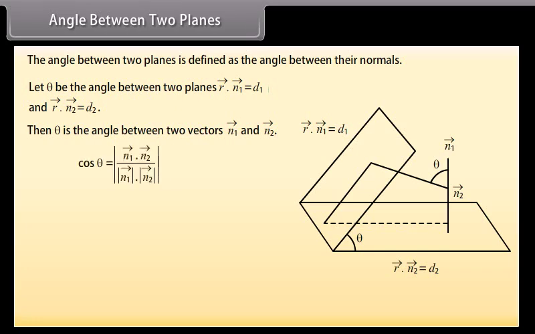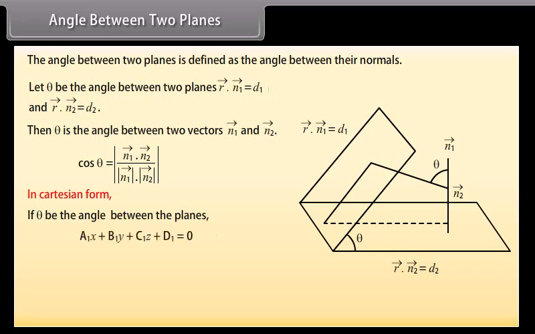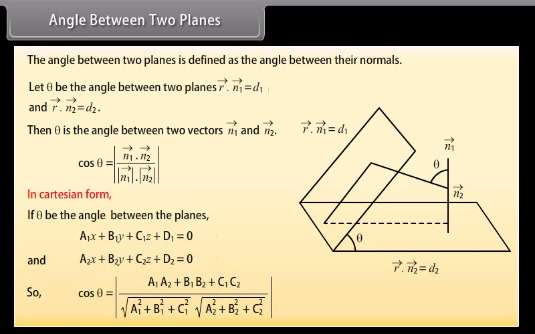Cos theta equals modulus of dot product of vector n1 and vector n2 divided by modulus of vector n1 into modulus of vector n2. In Cartesian form, if theta be the angle between two planes, a1x plus b1y plus c1z plus d1 equals 0, and a2x plus b2y plus c2z plus d2 equals 0, so cos theta equals modulus of a1a2 plus b1b2 plus c1c2 divided by square root of a1 square plus b1 square plus c1 square into square root of a2 square plus b2 square plus c2 square.